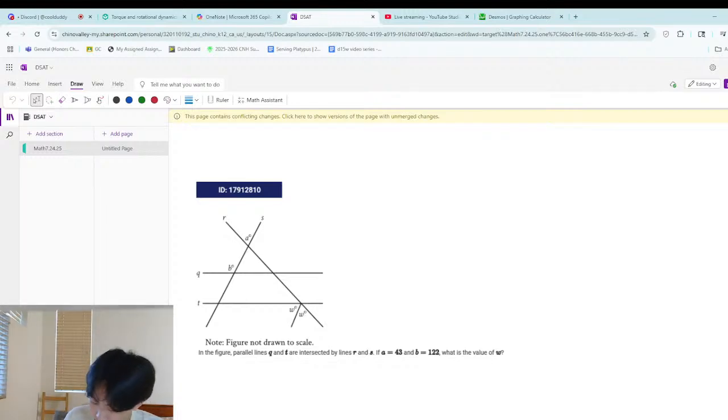Okay, so I will do this question as well. Parallel lines Q and T are intersected by lines R and S. If angle A is equal to 43 degrees, and B is 122, what is the value of W? For this question, you really want to focus on your theorems on lines. These are some things that you need to know. If one line intersects another, what are the angles surrounding the figure?